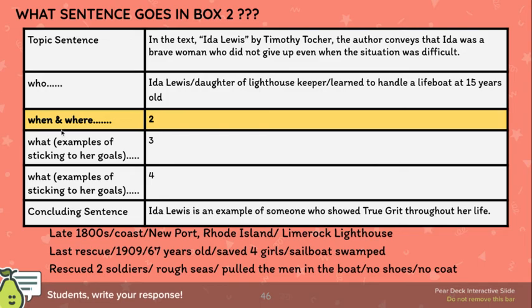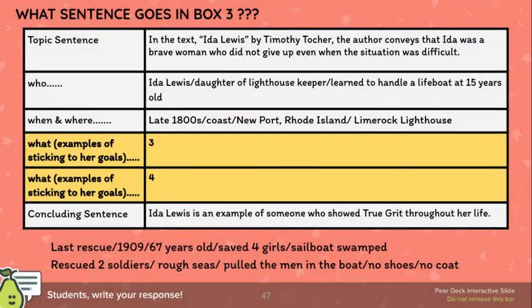Then we talked about what would go in box 2 for the when and where, and you'll see that the students chose the late 1800s, on the coast of Newport, Rhode Island, and Lime Rock Lighthouse. You will notice that in your single paragraph outline, you are going to need to put supporting details. So the first two boxes are introducing the person, where they're from. You're giving some background on who you're talking about.